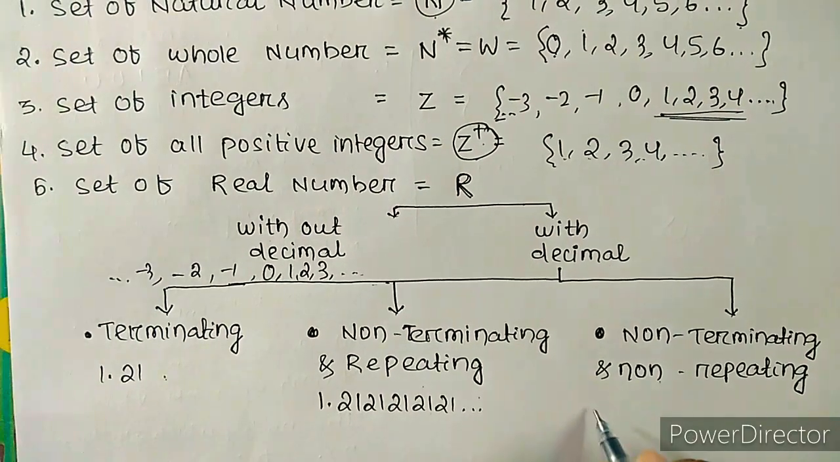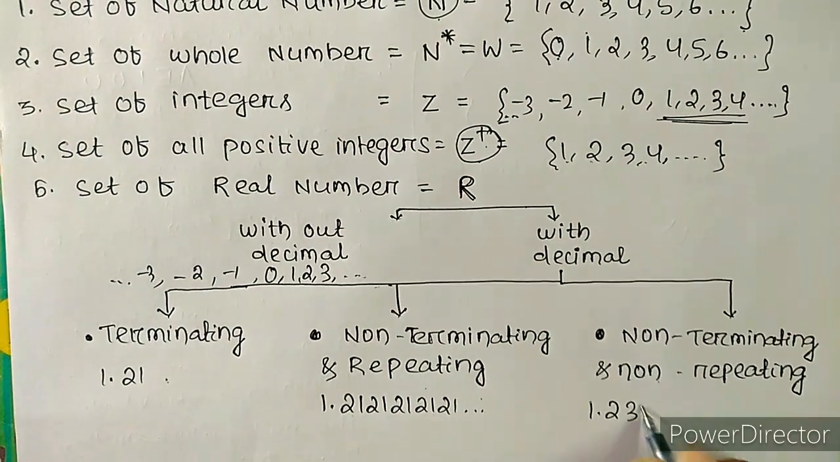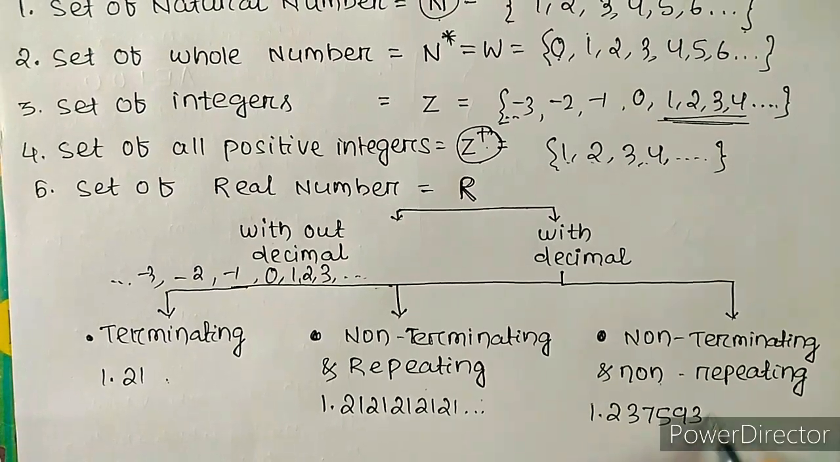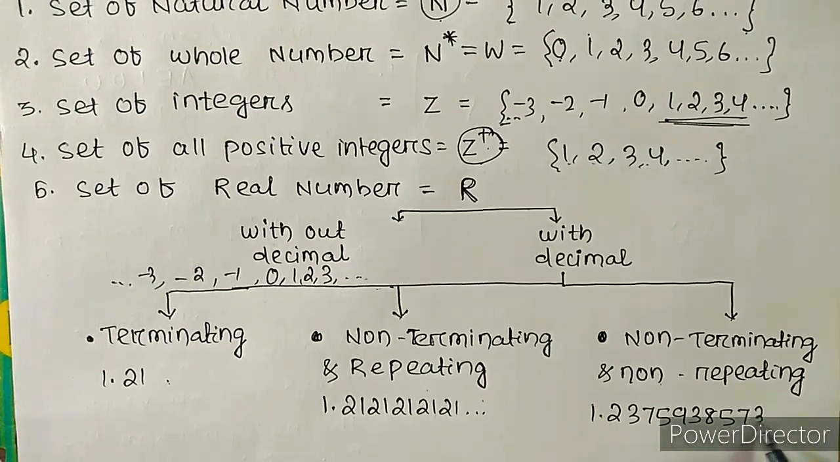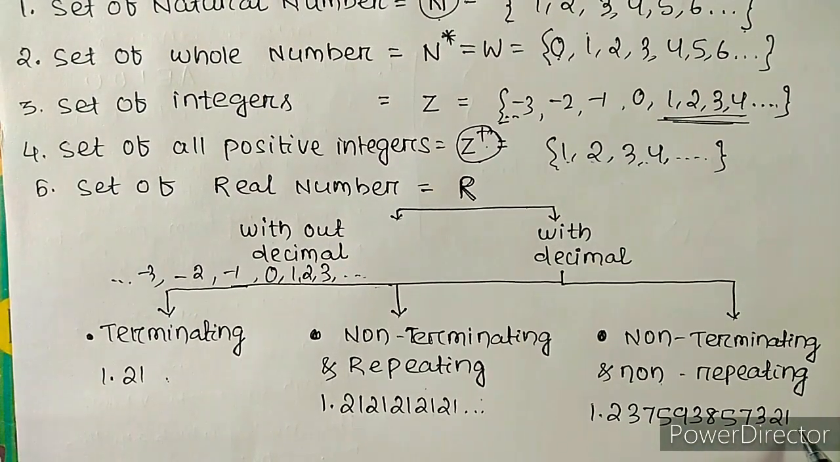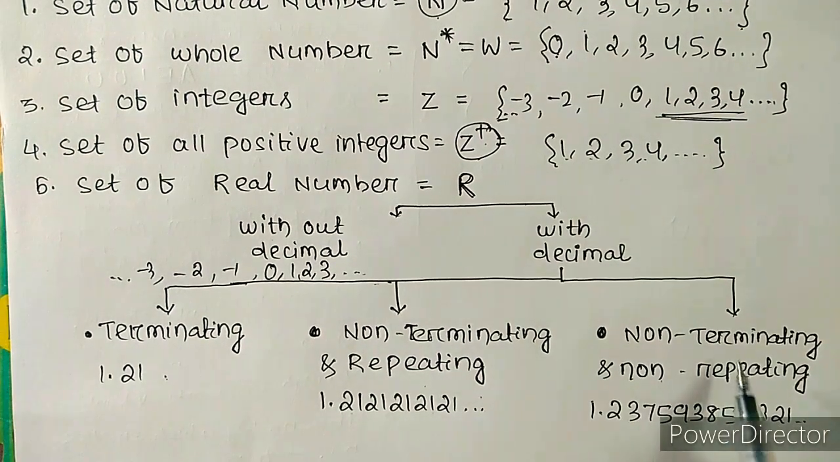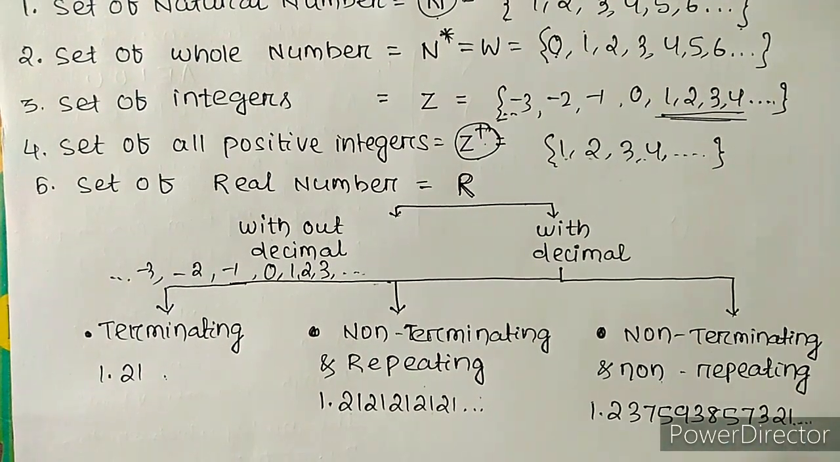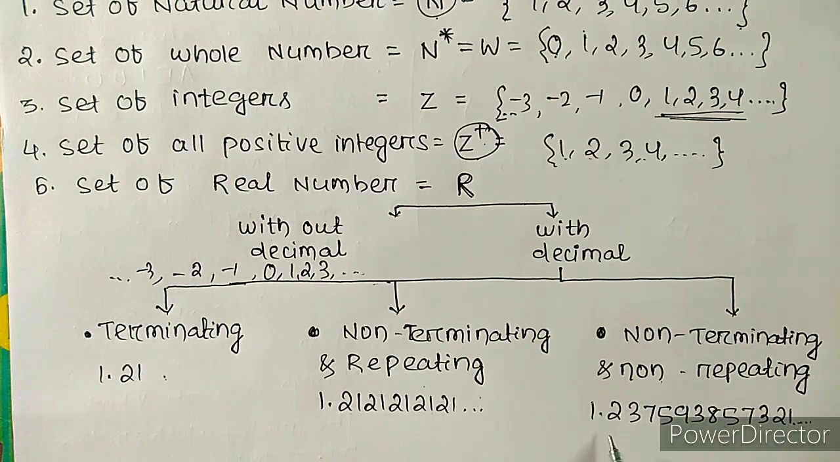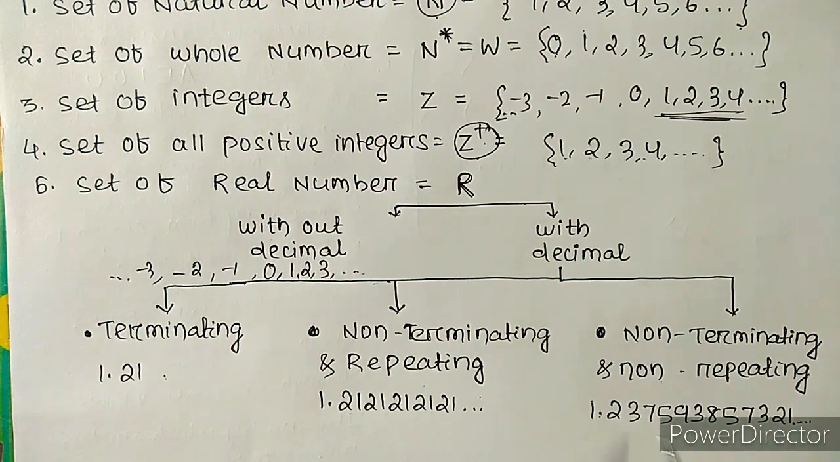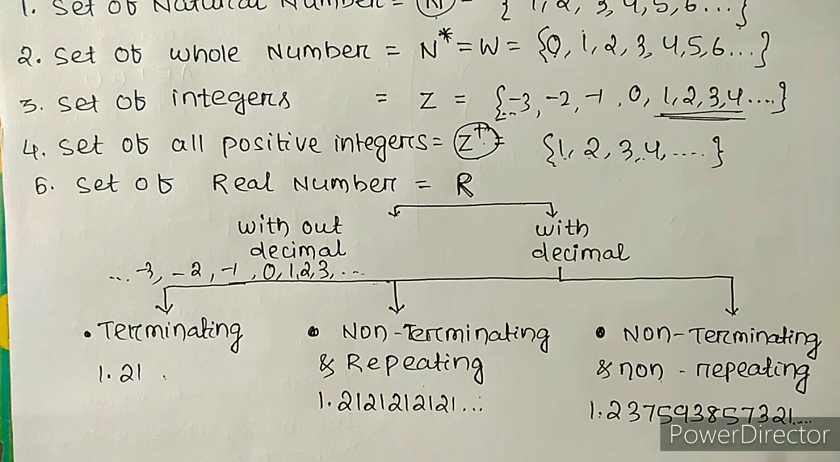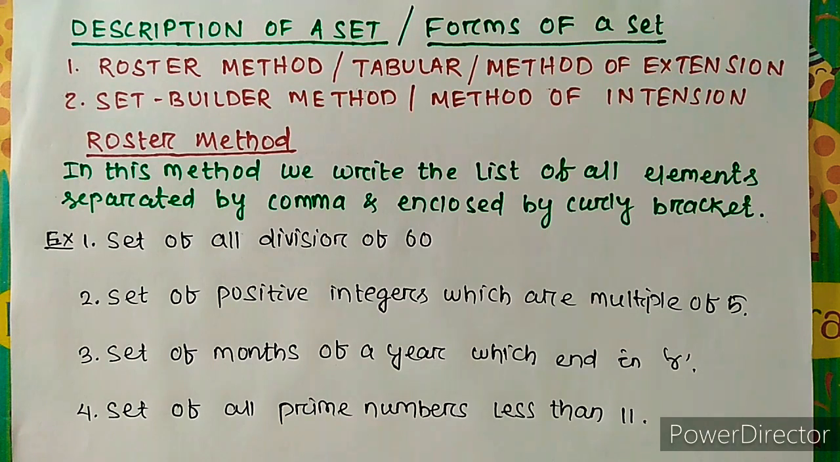So we can write like 1.237593857321 and so on. So here it is non-terminating, it doesn't end, and not repeating, and no single or double digits are repeating again and again, but here 2, 3, 7, 5 are non-repeating. So these are the mathematical sets we have to understand and we have to remember.